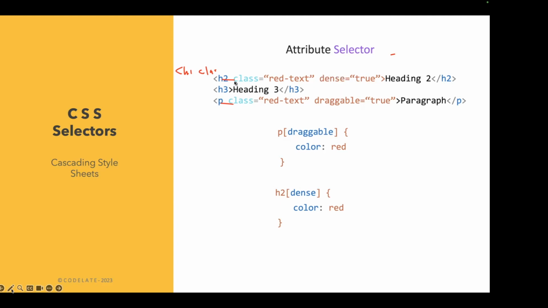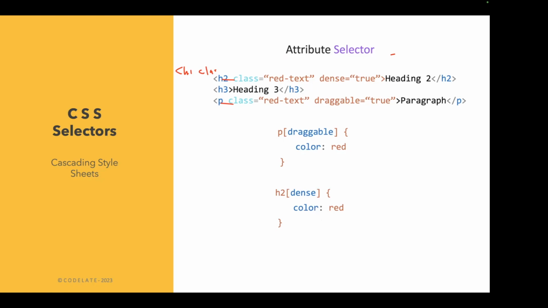So in this case, let's say we want H2 to have something that P will not have, even though both of them have the same thing by virtue of the fact that they both have the same class, red text. There's still something we only want one of them to have. So you go to that one, add an attribute, make it true, and then you call that attribute. You call the element first, so in this case, it's an H2 element. Okay, browser, look for an H2 element that has an attribute called dense, and then apply whatever style you add in here. So it can't be class again.